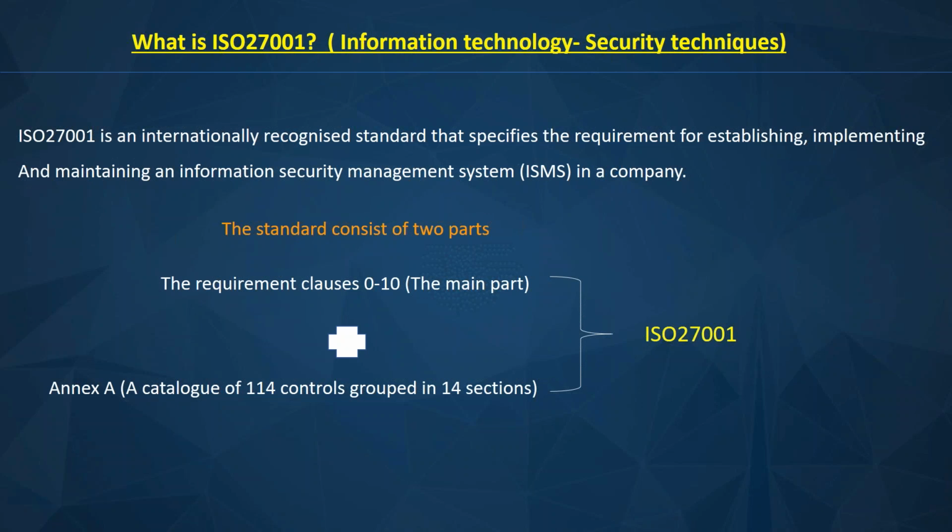It comprises a catalog of 114 controls grouped in 14 sections. I won't be able to go through all of those 114 controls. Time will not permit me to do that. But I will go through the sections, so at least you will have an idea of what each section is all about. It's a catalog of controls.